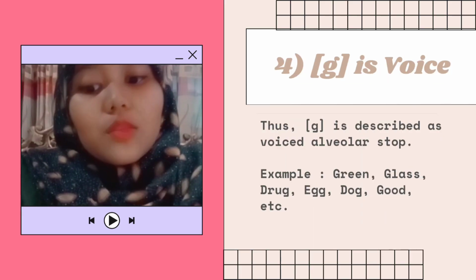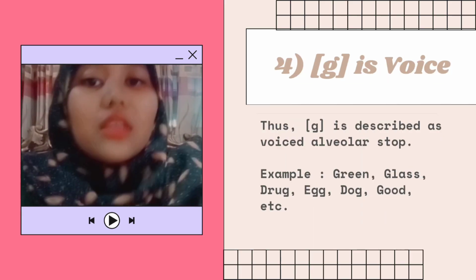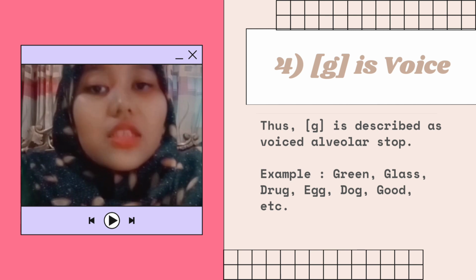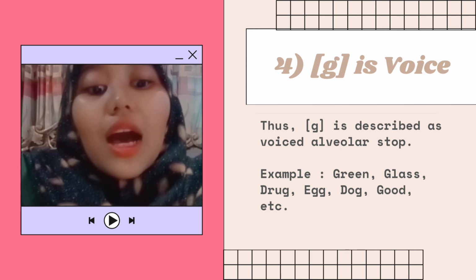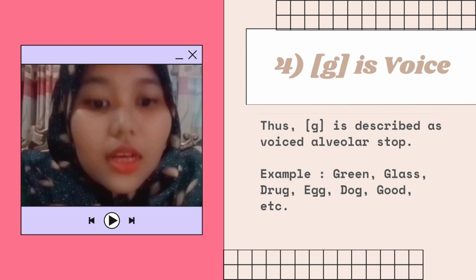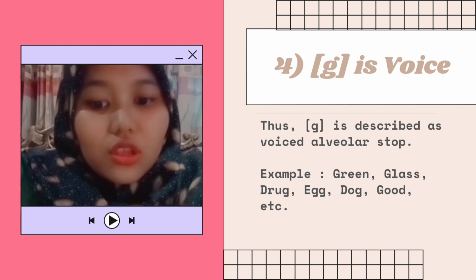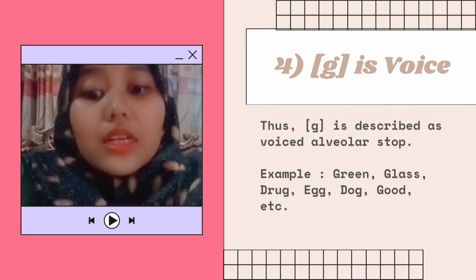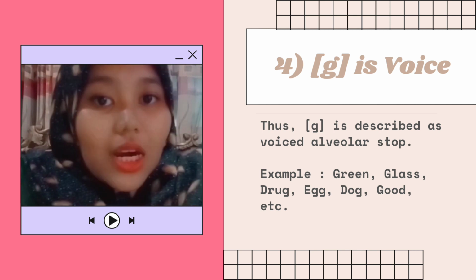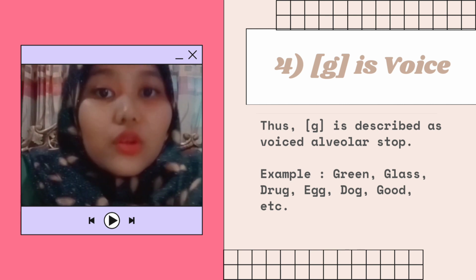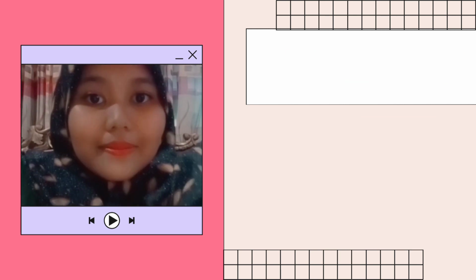The next material is G. G is voiced. G is articulated exactly the same way as K. G is a voiced velar stop. Examples of G are green, glass, truck, egg, dog, good, and etc.